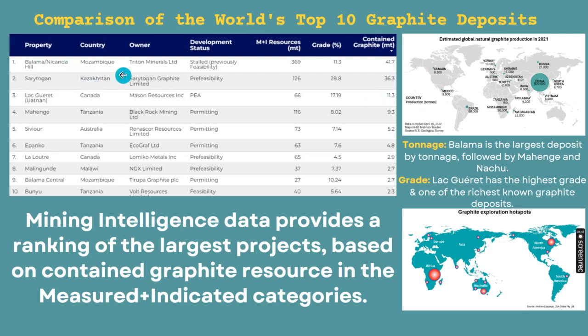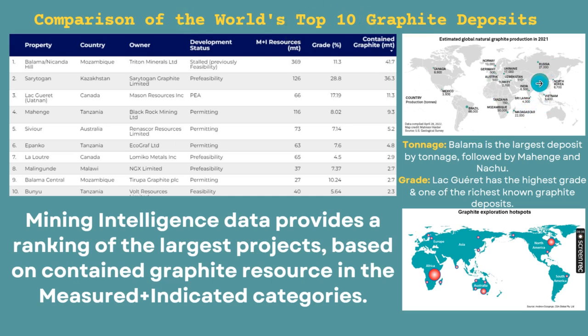So first one is Balama in Mozambique, then Kazakhstan, then Canada, then coming to Tanzania. Tanzania's highest grade is 8.02 with 9.3 million ton. Then Australia, then in Tanzania again another deposit is situated with 4.8 million ton of total graphitic carbon. Then again Canada, Malawi, Mozambique, Tanzania. So you can see Tanzania comprises most three of the world's biggest deposits, and in the foreseeable future, of course, other deposits will come soon.